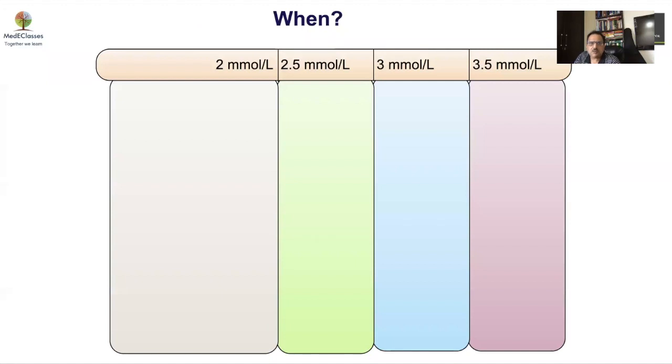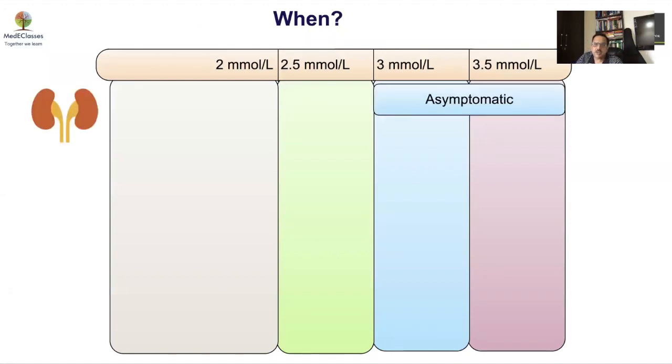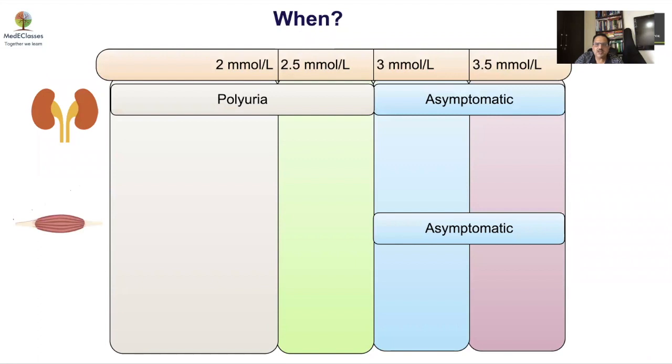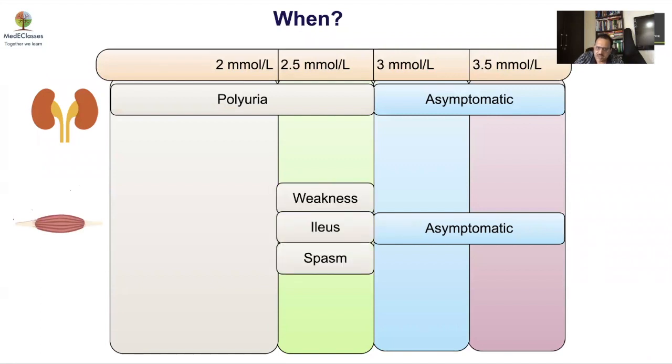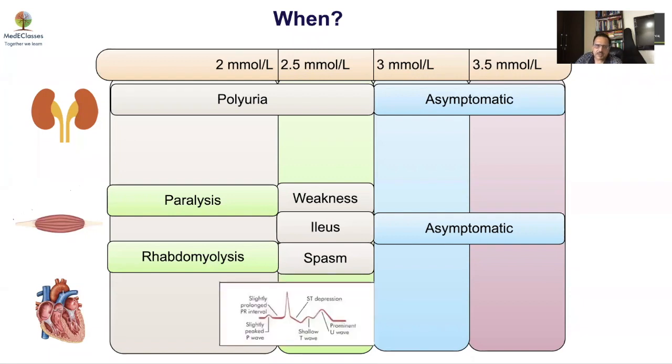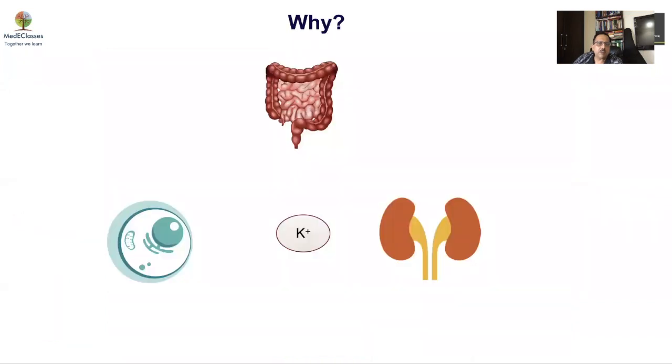The symptoms of hypokalemia will start depending upon the level of potassium. If the potassium level goes below 3, typically polyuria starts. Muscle weakness typically starts around 2.5. So weakness, ileus, spasm, and even complete paralysis can happen. You can also have rhabdomyolysis in this perspective. Cardiac effects typically happen below 2.5 when these symptoms start to happen.